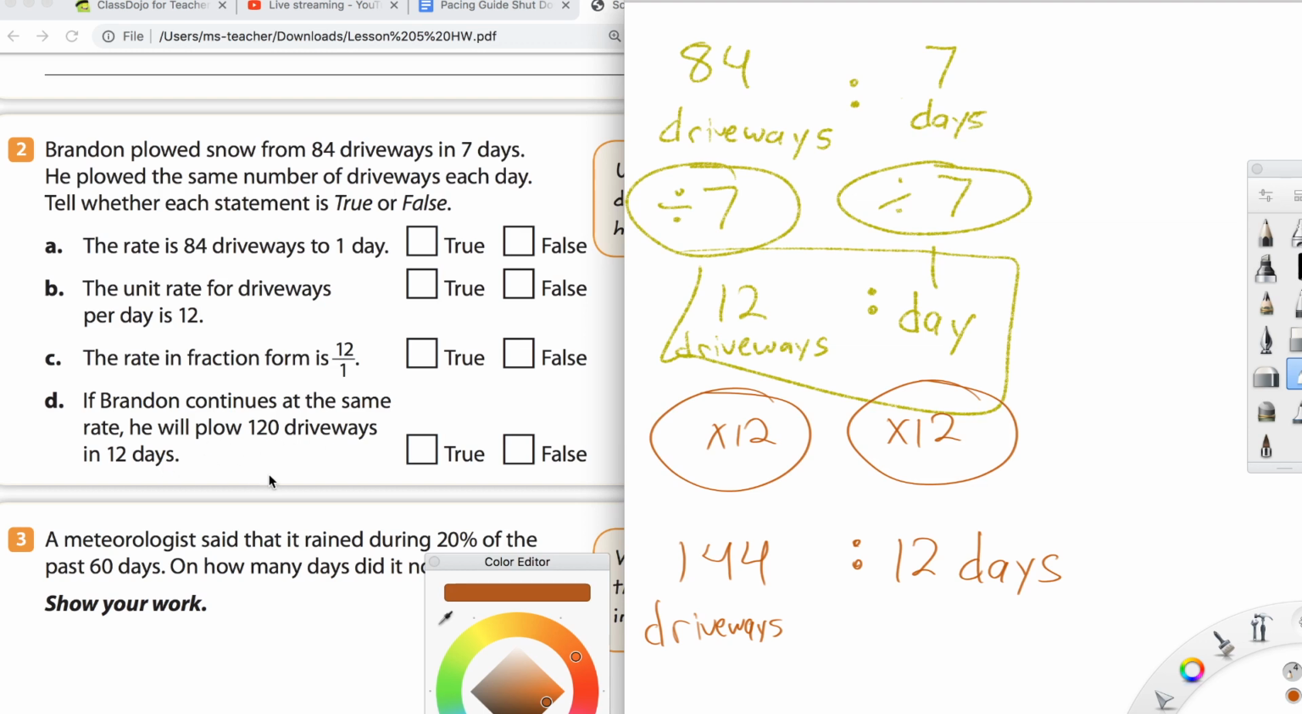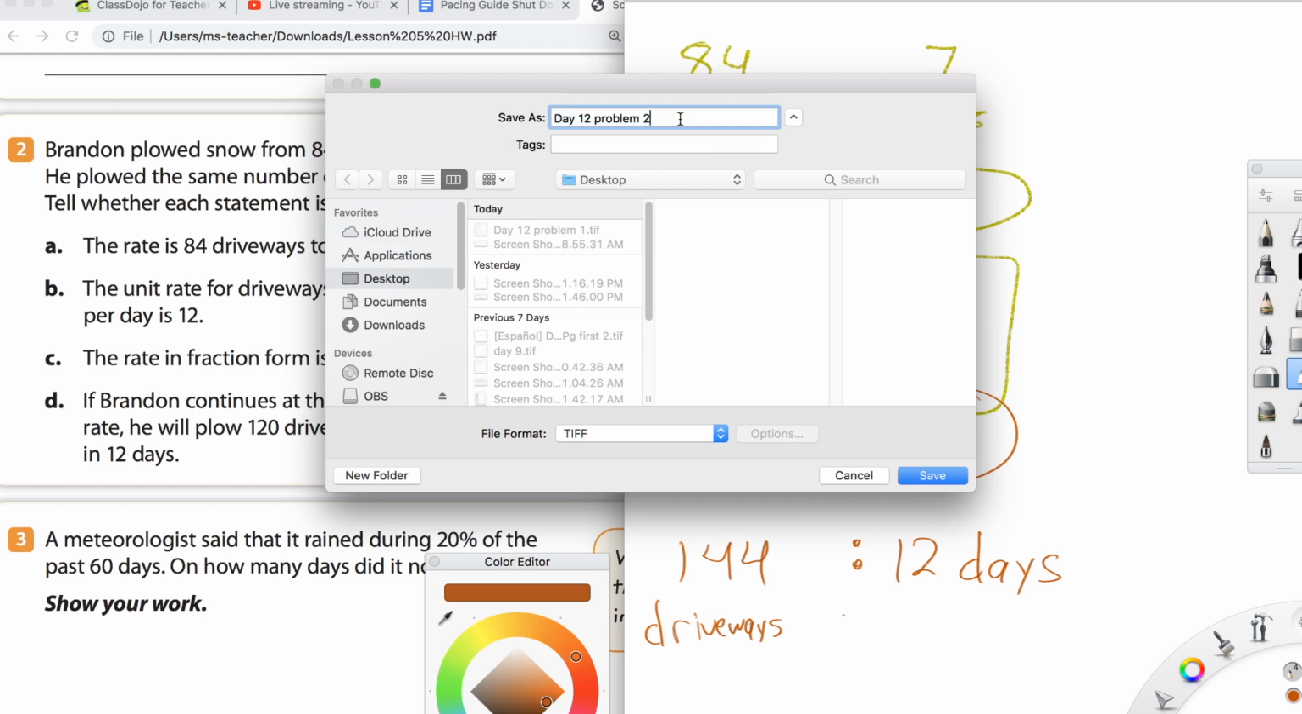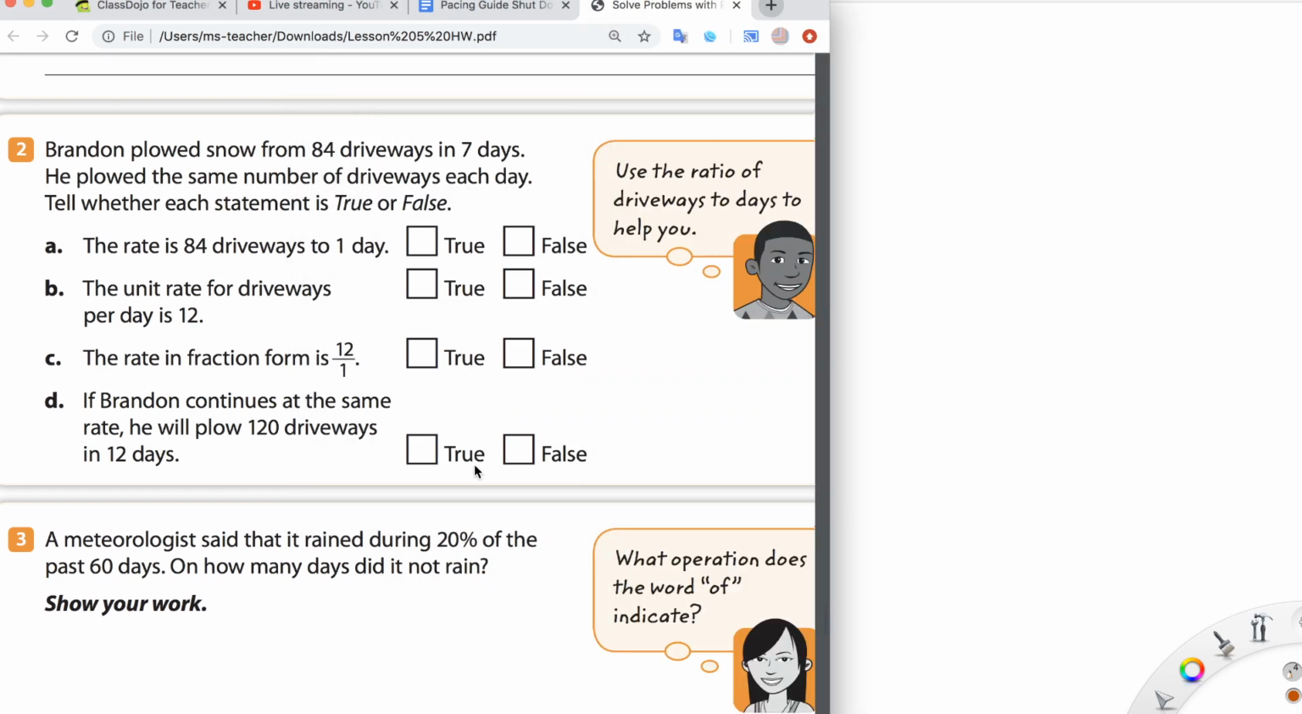The statement says 120 driveways per 12 days. So that won't be true as well. So this one's for part number 2. Let's save it real quick. Thanks. Let's go to number 3.